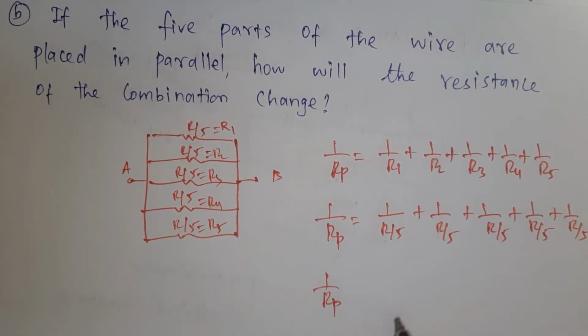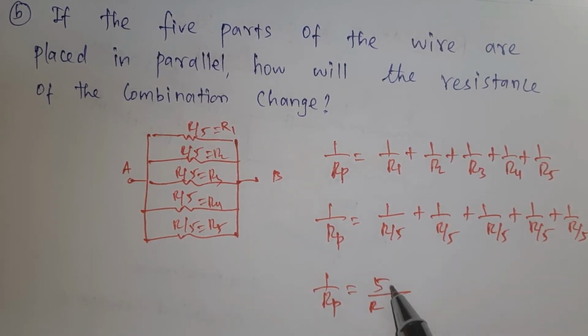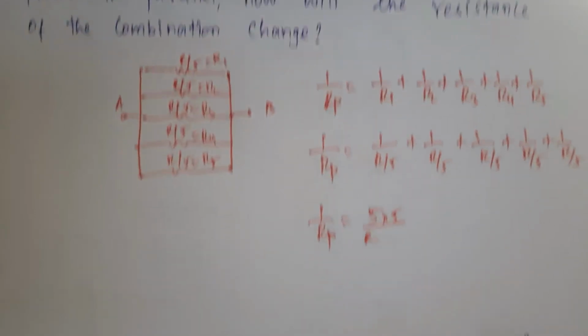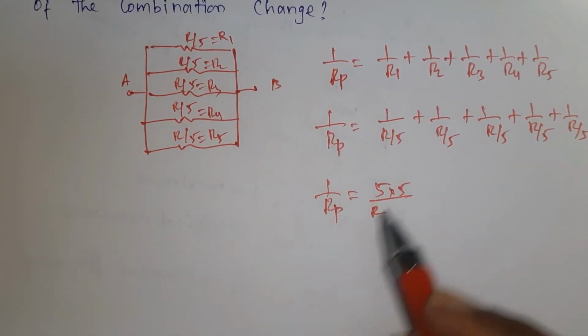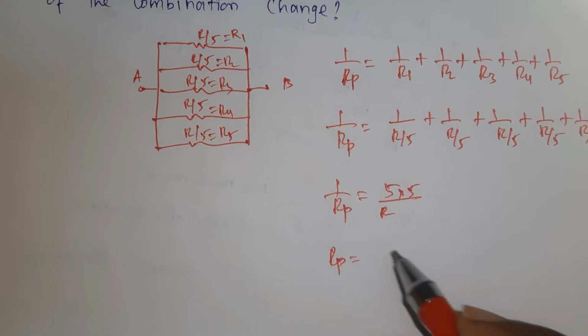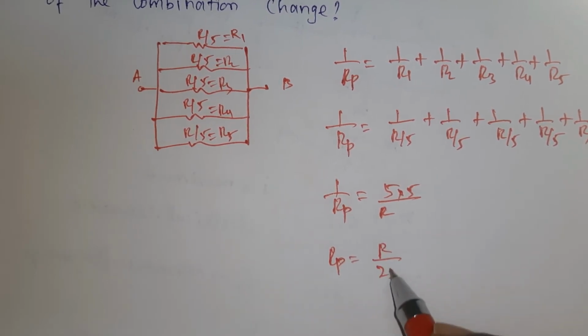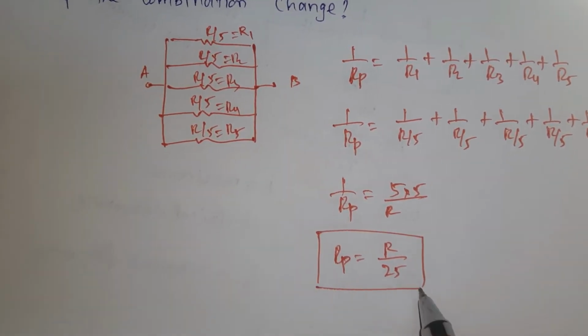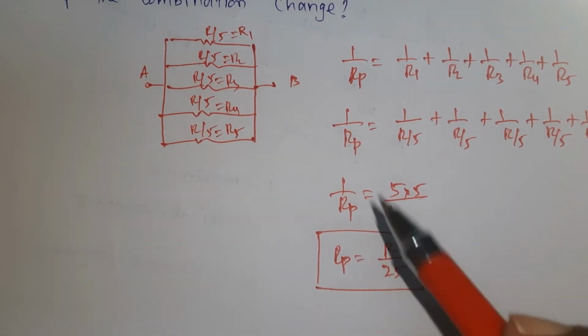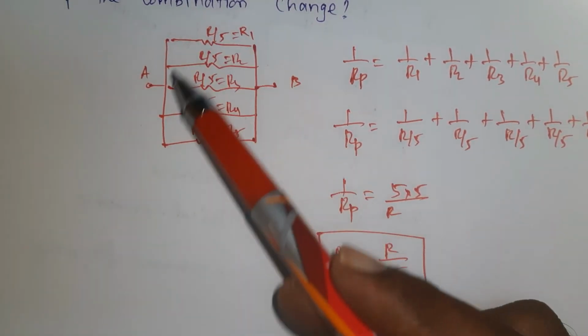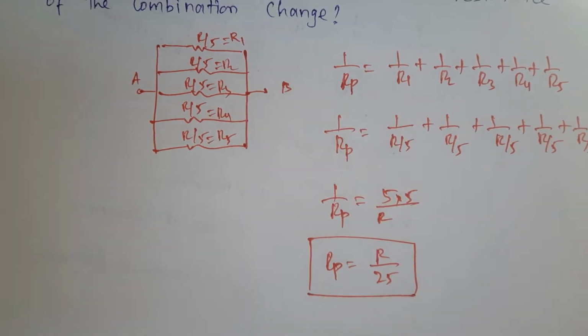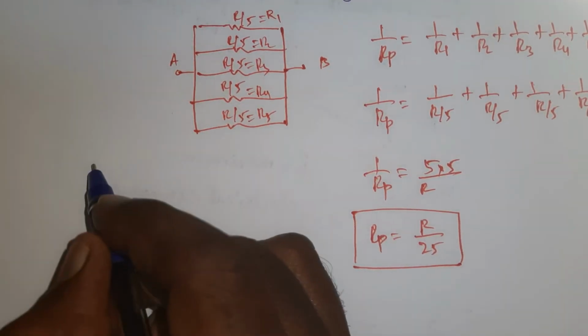We can add the numerators. So 1, 2, 3, 4, 5. So 5 by R. This 5 will go to the numerator, into 5. So take the reciprocal on both sides. Rp is equal to R by 25. This is the effective resistance in the parallel circuit when each part of the wire is connected in parallel. This is another method.